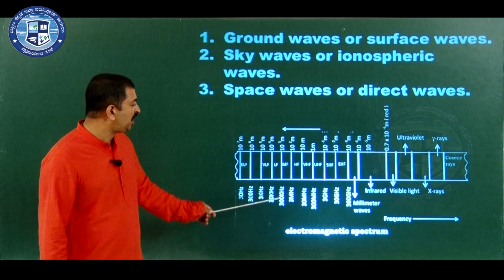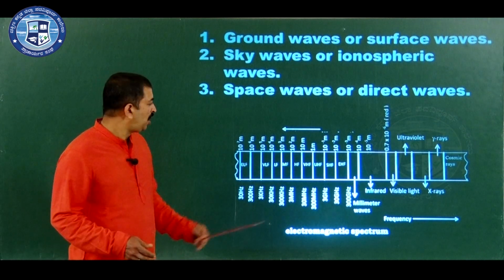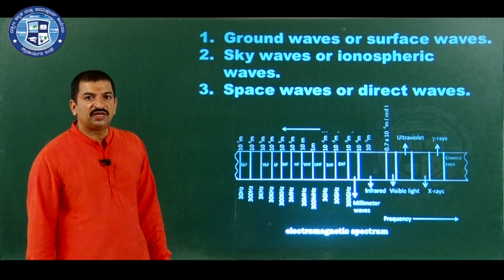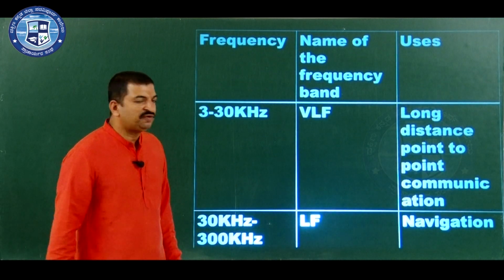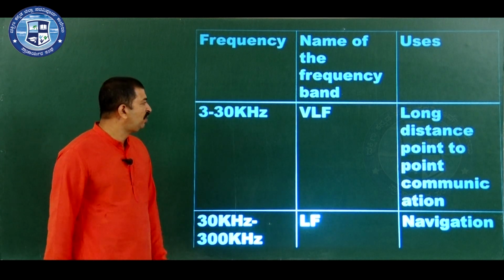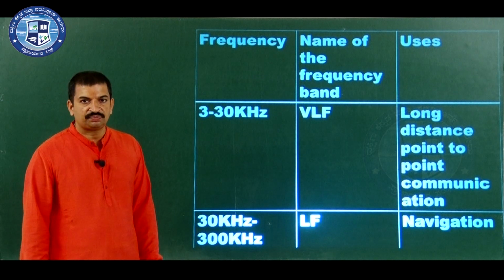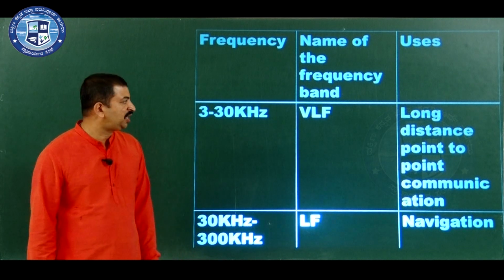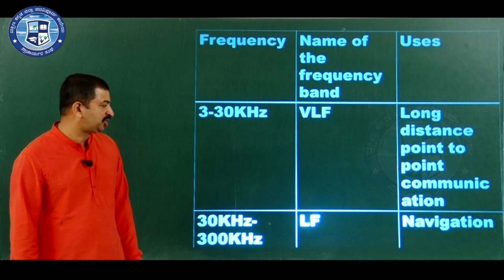We will now study the applications of these frequencies. On the top of the diagram, you can observe the wavelength of these electromagnetic waves. Let us study the applications of different frequencies. One is the very low frequency, 3 kilohertz to 30 kilohertz, which is the very low frequency signal. It is used for long distance point to point communications.